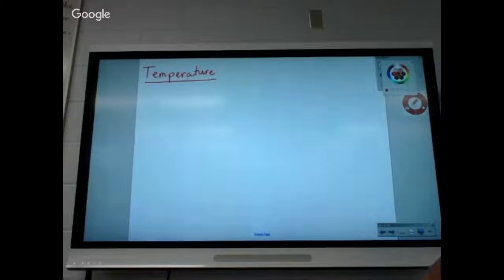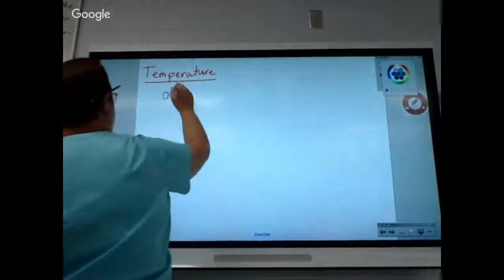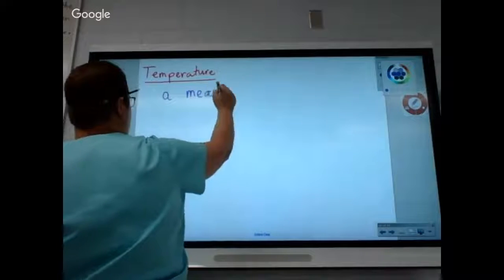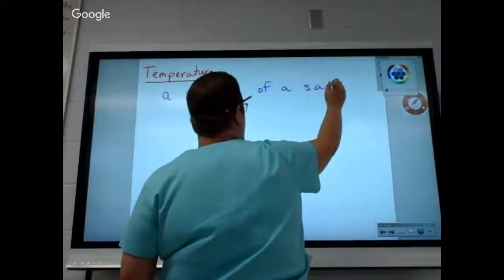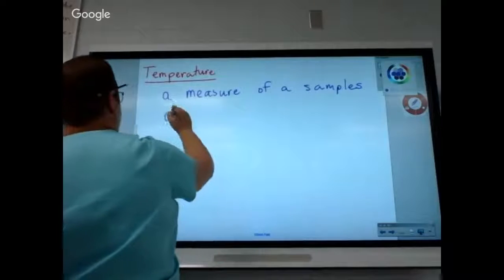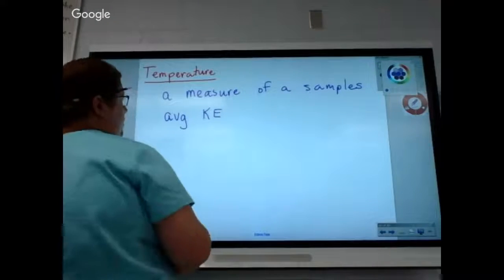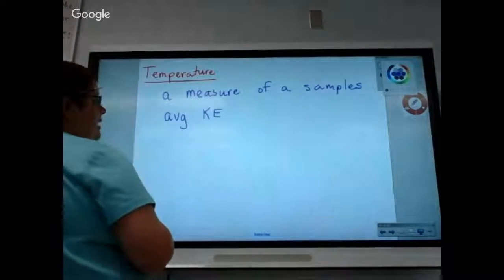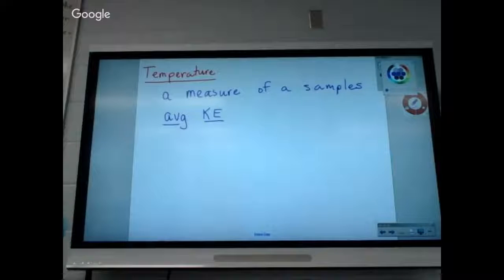Now, temperature is basically a measure of a sample's average kinetic energy. I shortened this definition instead of writing the full definition out because it can be rather lengthy and we're behind.